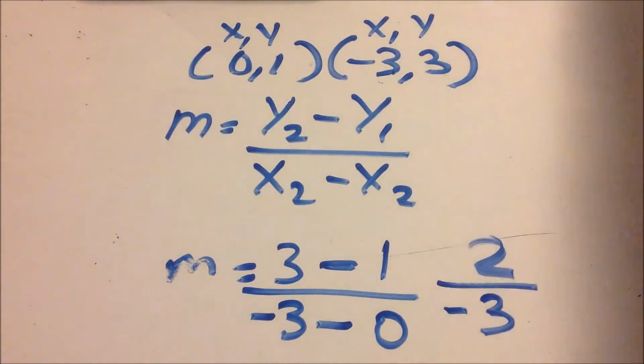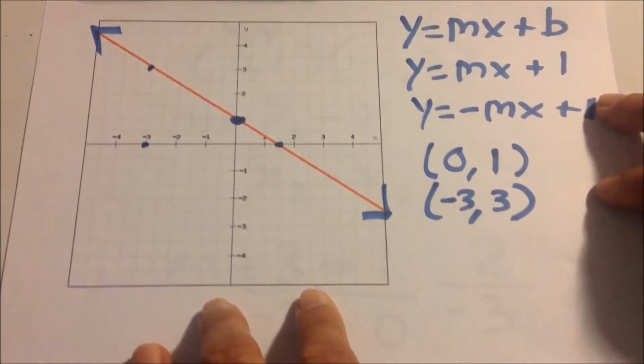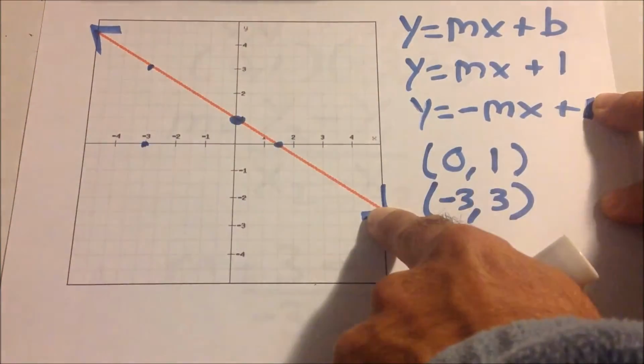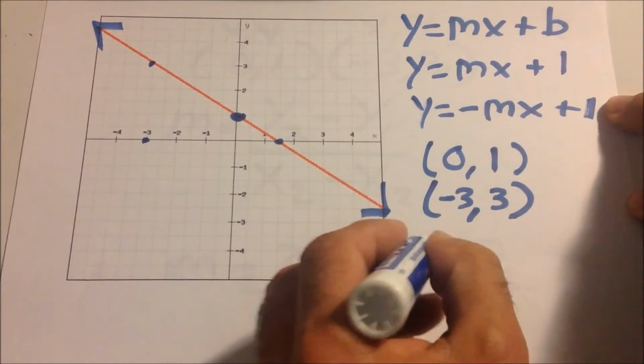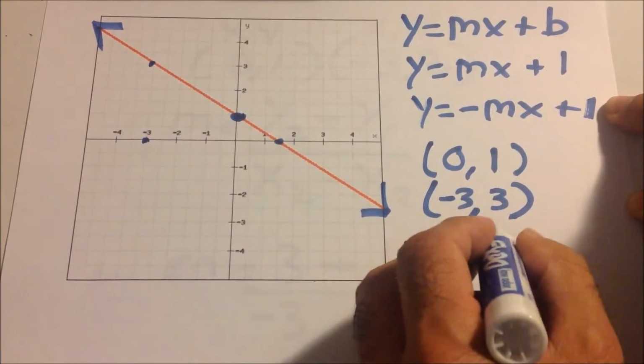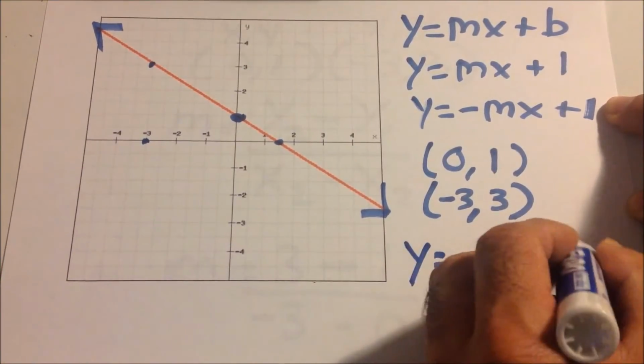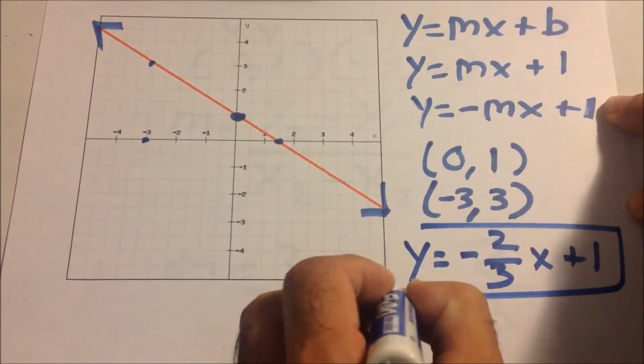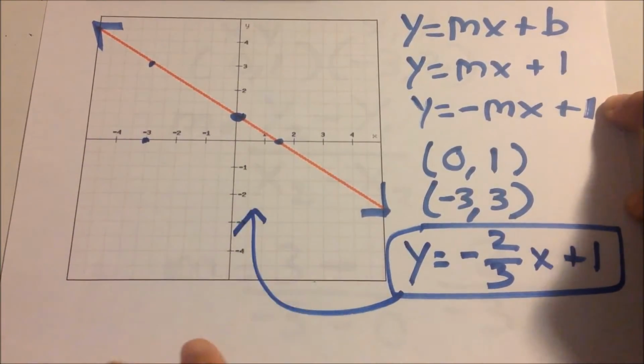Let's go back here now. We know it's negative because it's going down. So we know we have to have a negative slope. So then it's y equals negative 2/3 x plus 1. That's the equation. This equation represents that line on the grid.